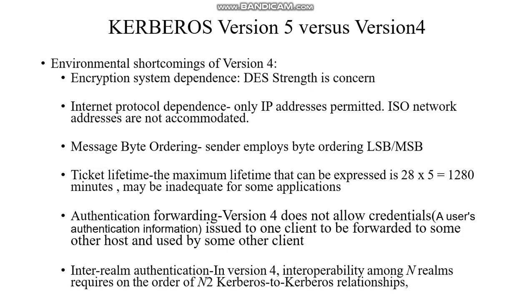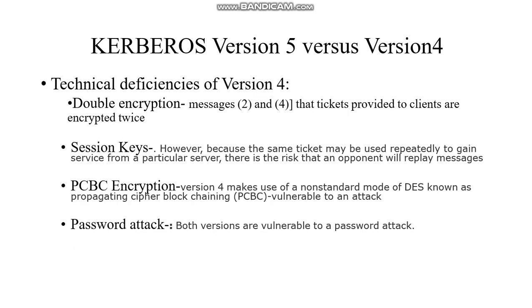The next one is inter-realm authentication. If n realms are used, and n users or n servers are to be connected for interoperability, then a Kerberos to Kerberos relationship is required. That is, n square relationships are required in the case of version 4. These are some of the shortcomings of Kerberos version 4.